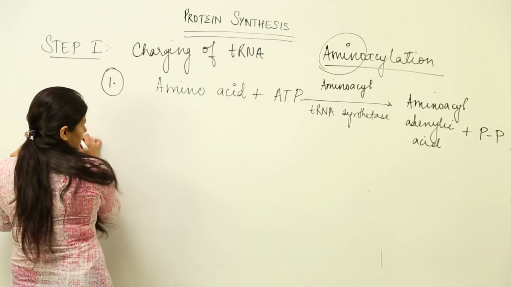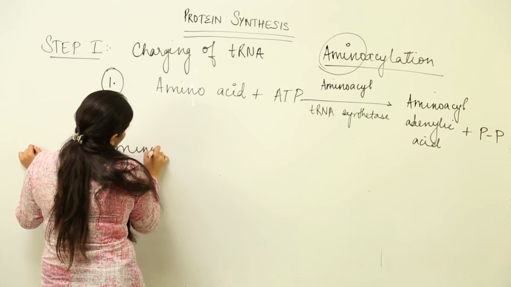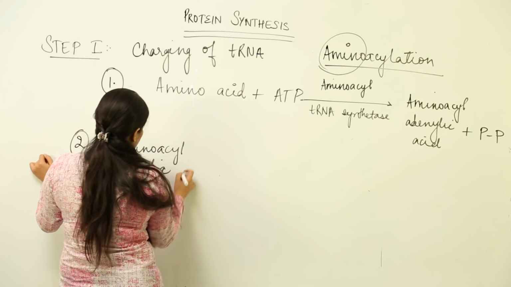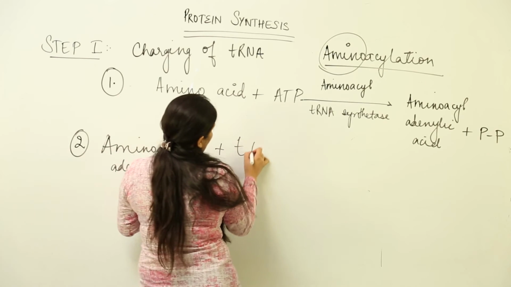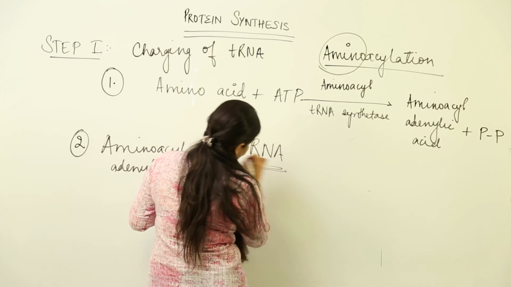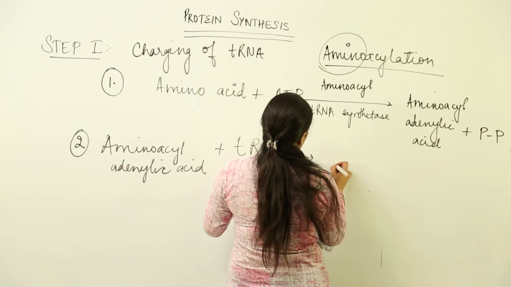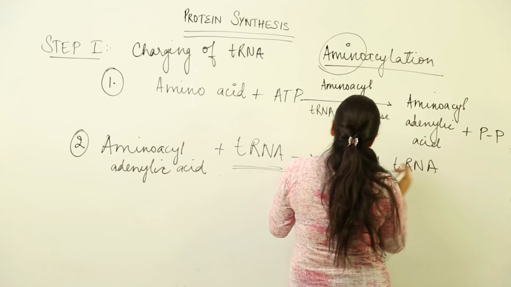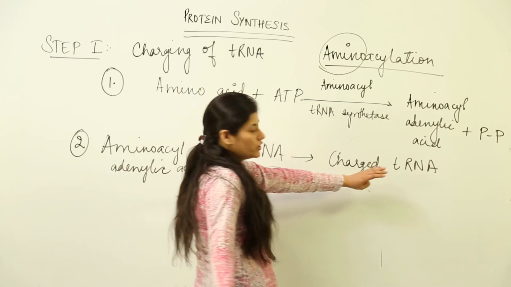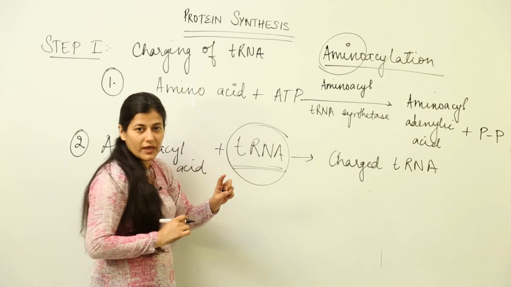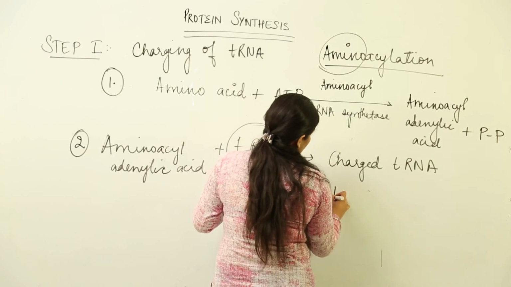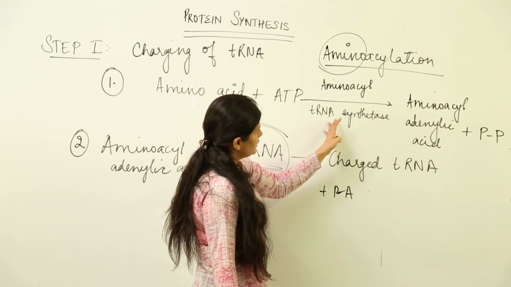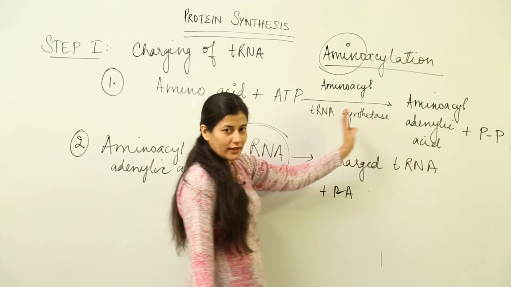Now, this aminoacyl adenylic acid would combine with the specific tRNA. Again, the specific tRNA, it would combine, and it would give rise to charged tRNA that has the amino acid attached to the tRNA that we have over here. So, in this way, charging of tRNA takes place. Of course, the phosphorus would combine with this adenine, and aminoacyl tRNA synthetase would come out of this, that would be regenerated.